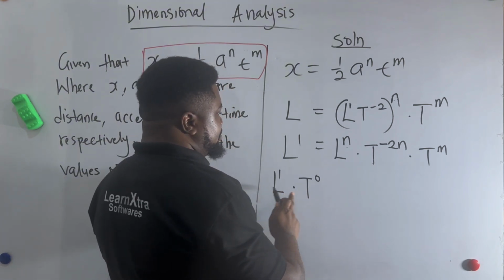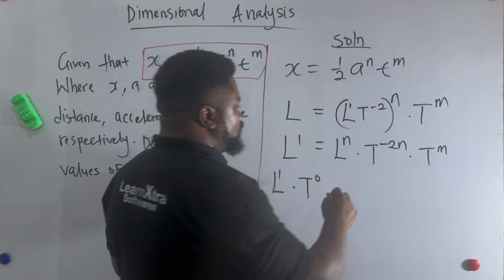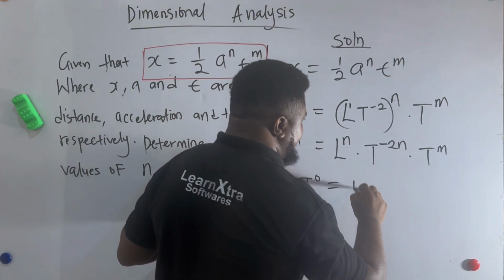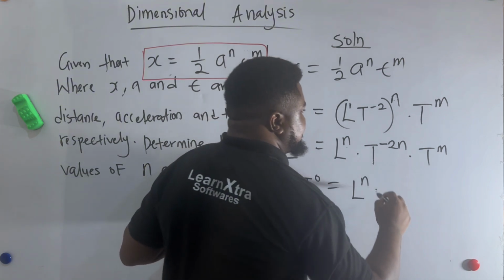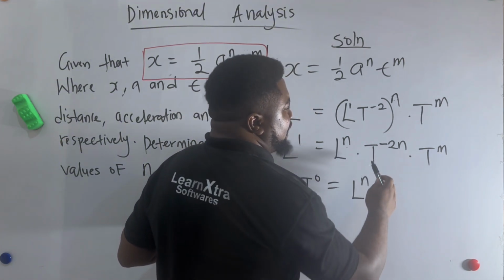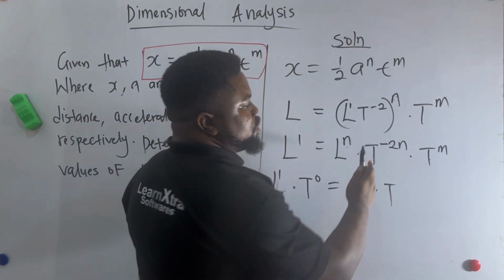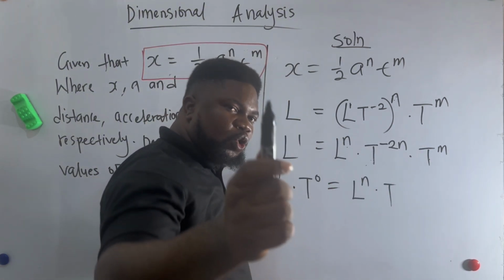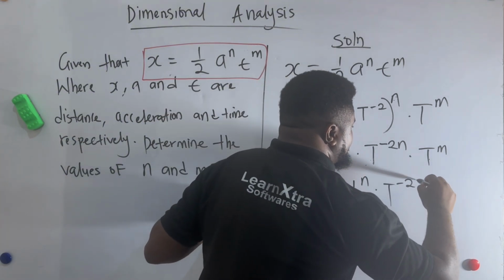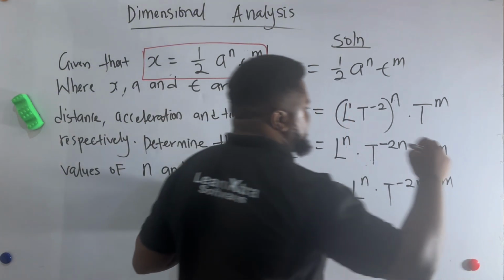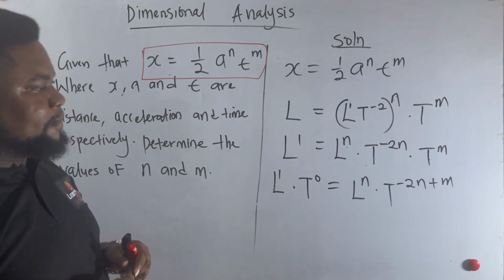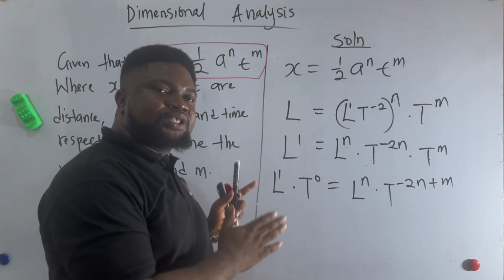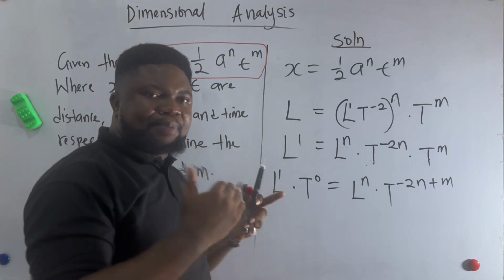So this L times T power 0 will be equal to, let's join these two things together. That will be L power n, T power. How do we join two things that have the same base? We add their powers, law of indices. That will be minus 2n plus n. So now we equate the powers of L and the powers of T.